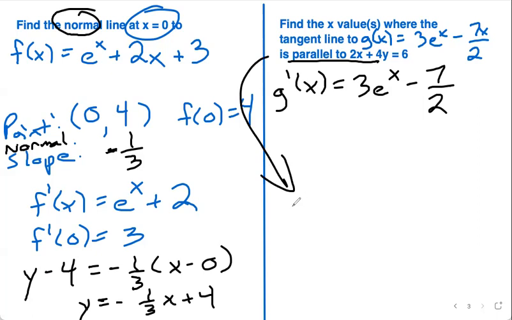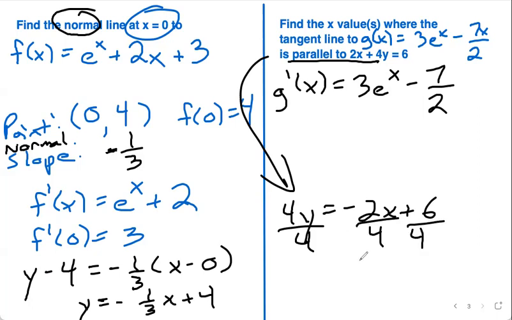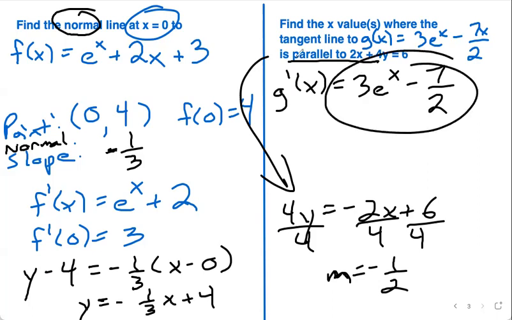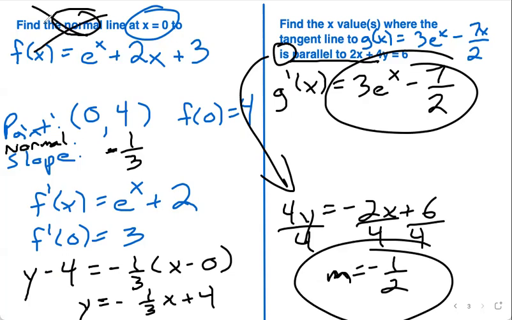They want to know where this tangent line is parallel to this line. So let's find the slope of that line. Solve it for y. Subtract the 2x over, divide everything by 4, and you get the slope here is negative 1/2. And parallel is going to be the same slope, so it stays negative 1/2. I want to know where the tangent line has this slope. So if you see parallel or even perpendicular, not normal, parallel or perpendicular, you're probably taking the derivative and setting it equal to that parallel or perpendicular slope right here. So 3e to the x minus 7/2 equals negative 1/2.